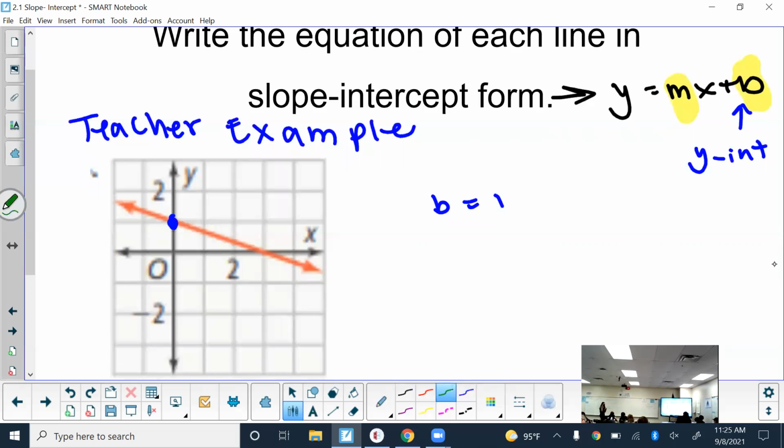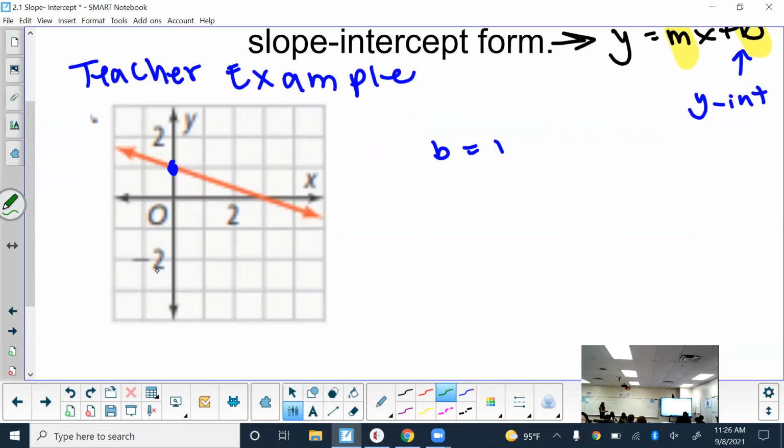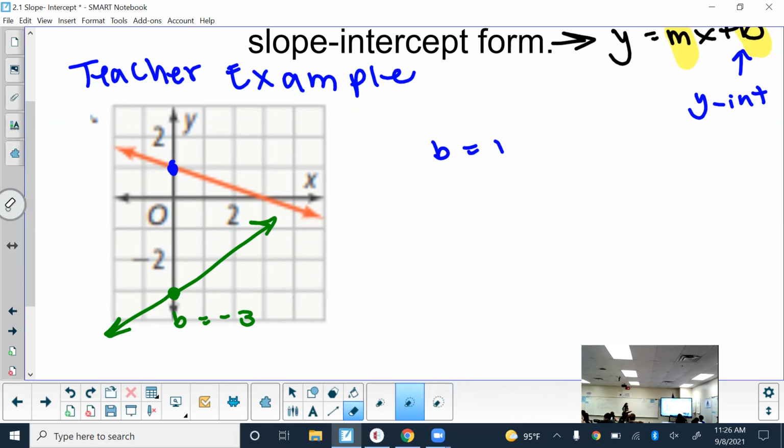I noticed on your notes, there's no example for a negative y-intercept. So just to throw an example in there, where it's negative: if this was my line in the green, what would be my y-intercept for this one? -3, right? So just adding that one in there because it's not on your paper. But yeah, it can be negative. For the red line, it's a positive 1. Any questions so far? All right, I'm going to erase this one down here so you can get it.